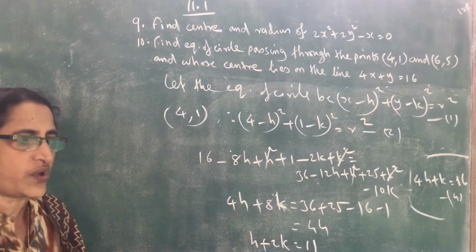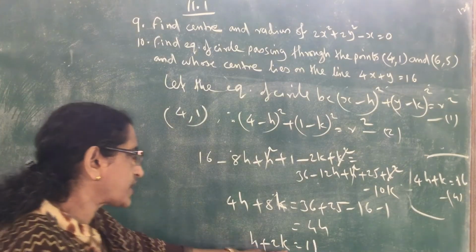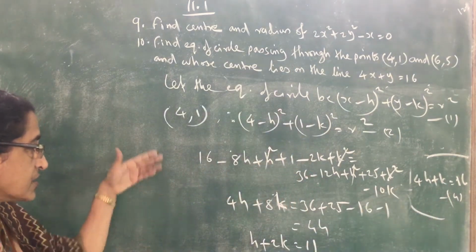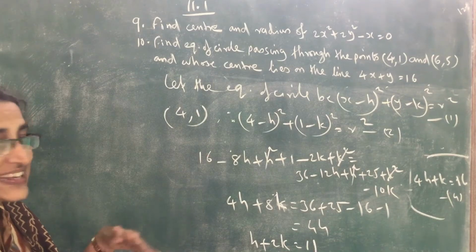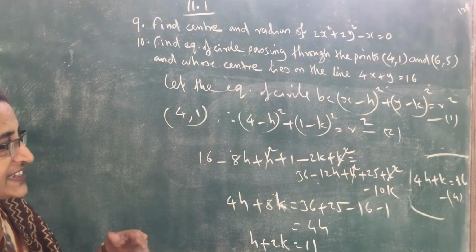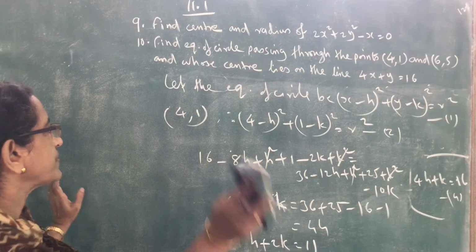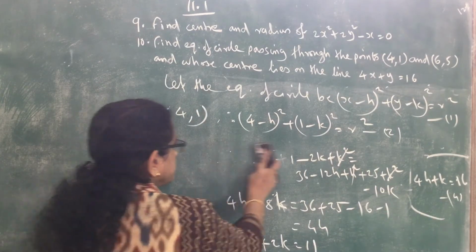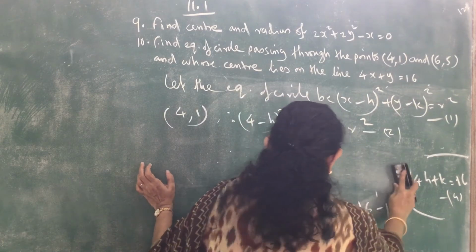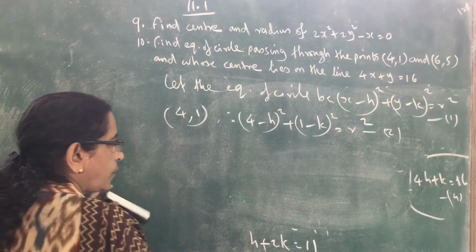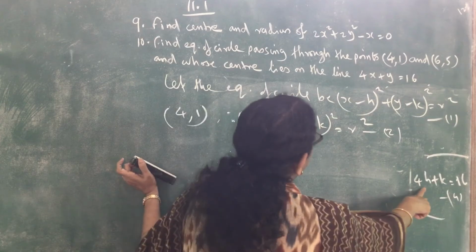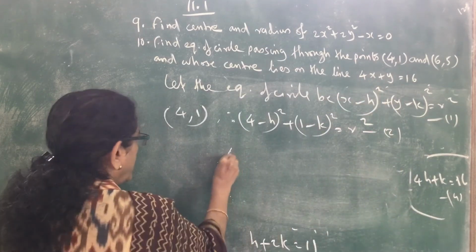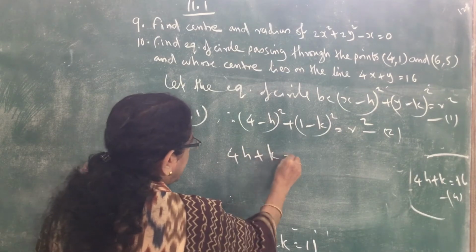So we got two linear equations: h plus 2k equal to 11, 4h plus k equal to 16. Two linear equations in h and k. Now we'll solve and find h and k from these two equations. We already got one linear equation using the condition that the center lies on the line. We will consider that 4h plus k equal to 16.